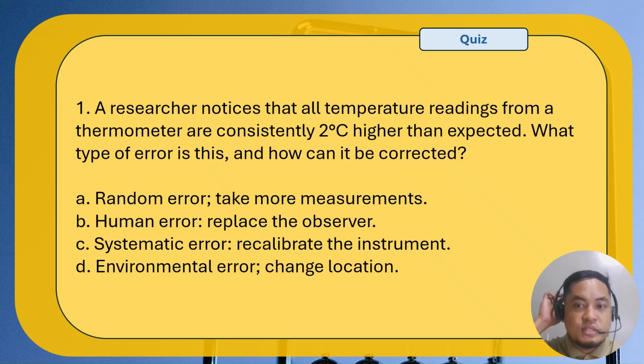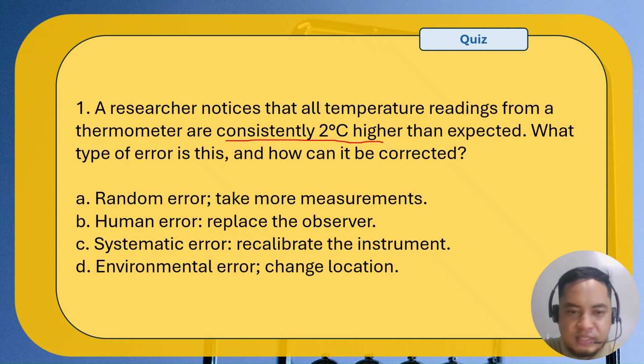Okay. So a researcher notices that all temperature readings from a thermometer are consistently 2 degrees Celsius higher than expected. What type of error is this and how can it be corrected? So it consistently gives us 2 degrees Celsius higher than what we expected. So it's consistent, and what particular error is it, and then how can it be corrected?